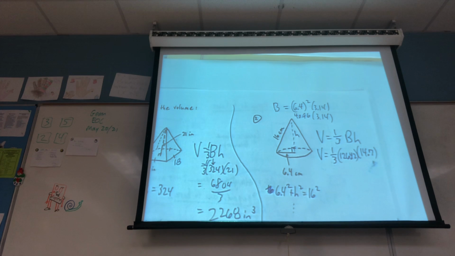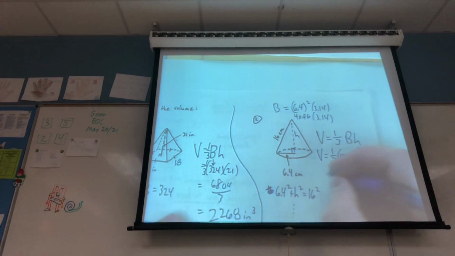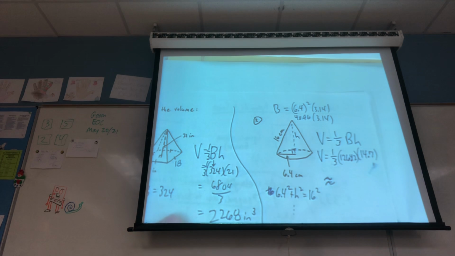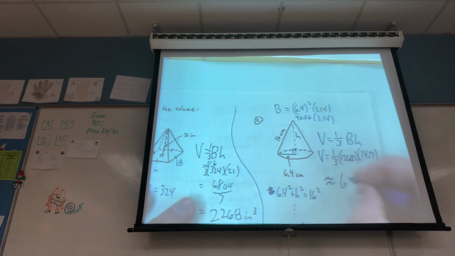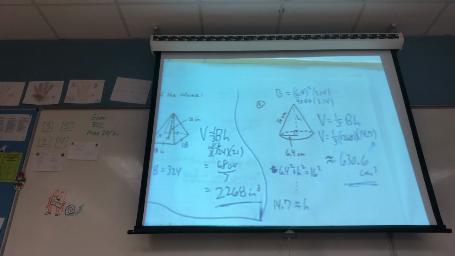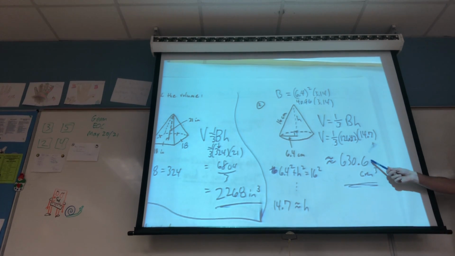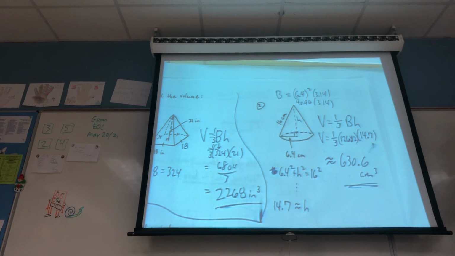But the main thing here is to do the Pythagorean theorem to get the height, and then you treat it like normal. Find the area of that circle base, plug your numbers in, and we should get, anybody get an approximate? 630.6. Yeah, about in the 630 range, so 630.6 approximately. And again, we've got lots of decimals through this problem, so if you don't get exactly that, it's okay. You might have rounded differently throughout. All right, so approximately 630, 631.